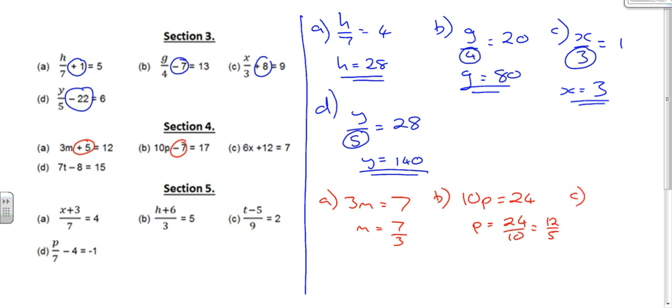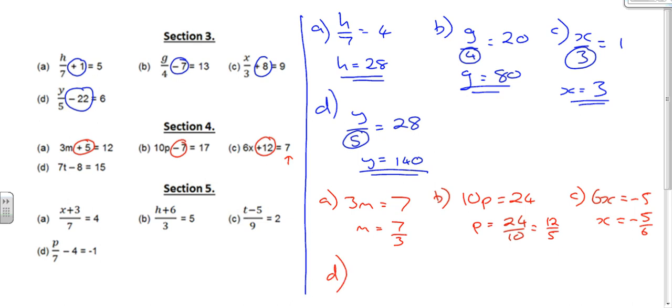Right, question C, I wanted to test to see how you are with negative numbers. So if we've got plus 12 here, to get rid of the plus 12, we subtract it. So we've got 6x equals 7 take away 12. And that's going to be minus 5. So then we divide by 6, and we've got minus 5 over 6. Well done if you got that one. I'll put that in there just to test you out.